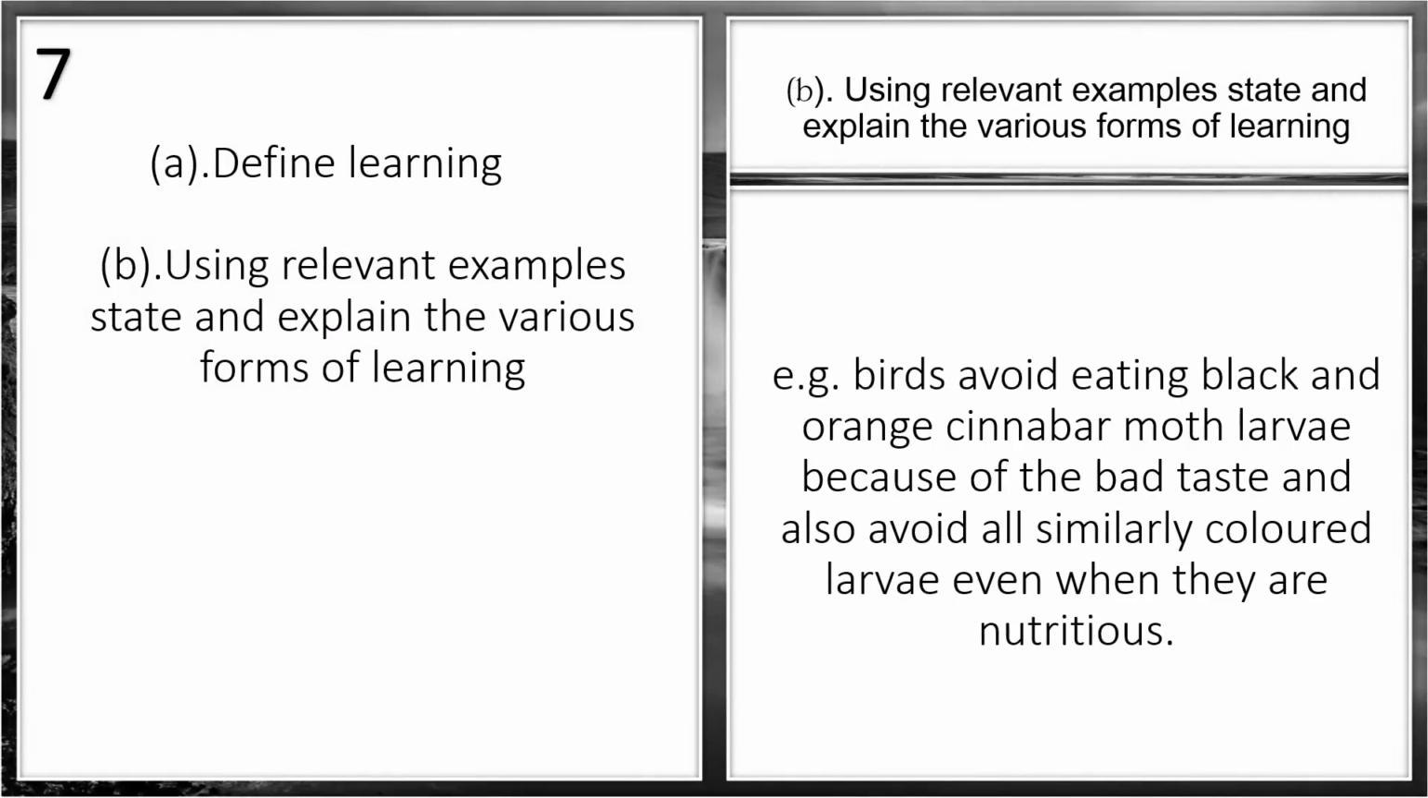For example, birds avoid eating black and orange cinnabar moth larvae because of the bad taste, and also avoid all similarly colored larvae even when they are nutritious.